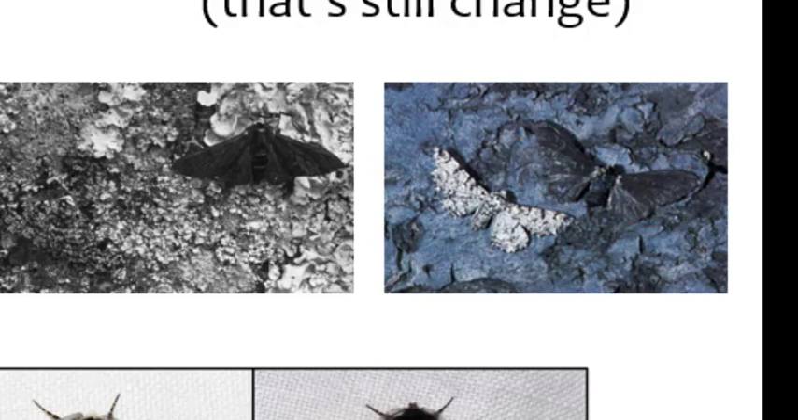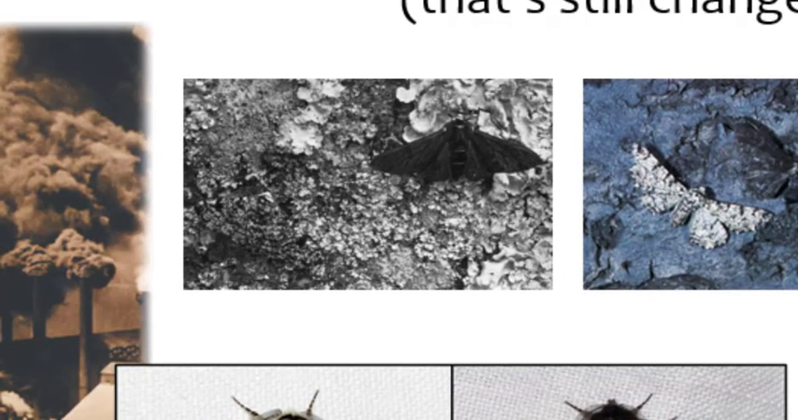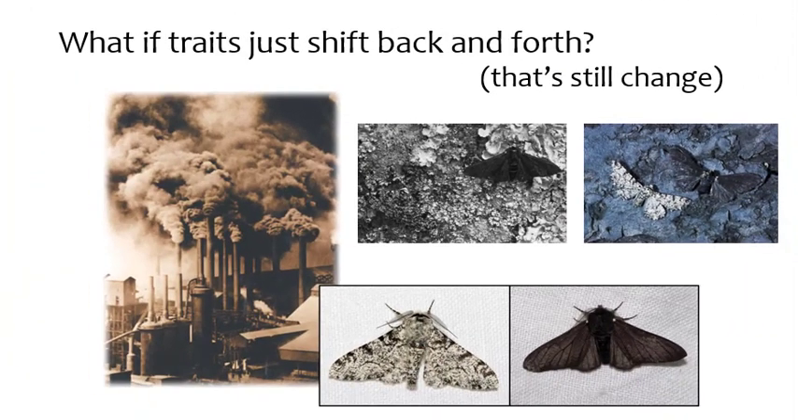They were selected for. When London cleaned its air by placing restrictions on coal burning, the dark soot was replaced again by light-colored lichens. The population of peppered moths shifted back to the peppered coloration pattern. Evolution is just change over time. Any change that happens, even if it goes back and forth, is still an example of evolution.